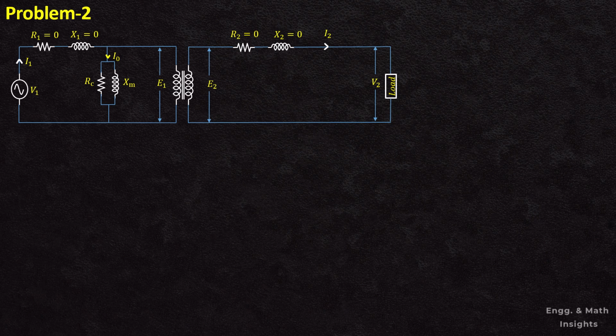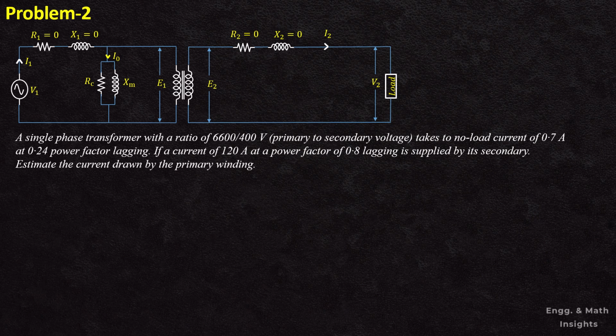In this problem, we have a single phase transformer with a turns ratio of 6600 by 400 volts, primary to secondary voltage, and it takes a no load current of 0.7 ampere at 0.24 power factor lagging. If a current of 120 ampere at a power factor of 0.8 lagging is supplied by the secondary, then we need to estimate the current drawn by the primary winding.